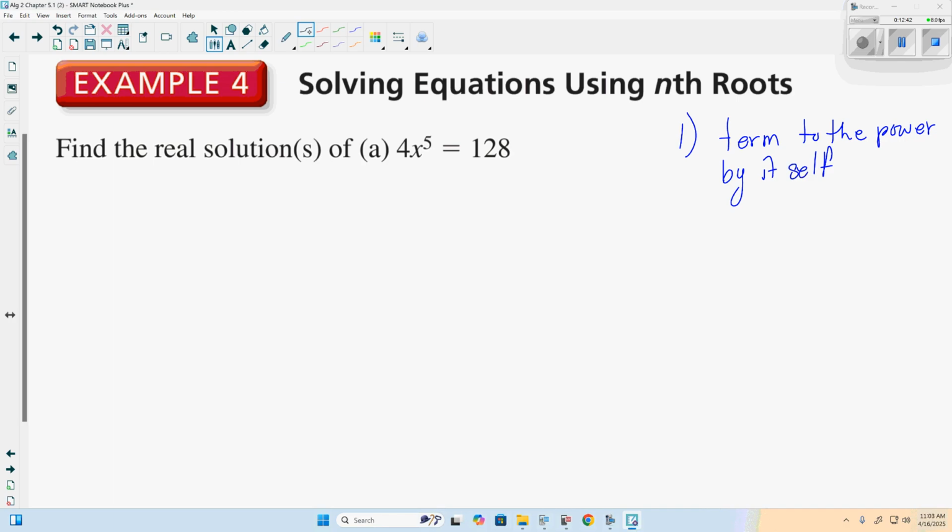If we look at this one here, we have 4x to the 5th is equal to 128. For this problem, our term to the power is the x to the 5th. We need to get it by itself. And right now, the term that is with it is 4. So we're going to have to divide both sides by 4, because our 4x to the 5th divided by 4 is x to the 5th. Our 128 divided by 4 is 32.